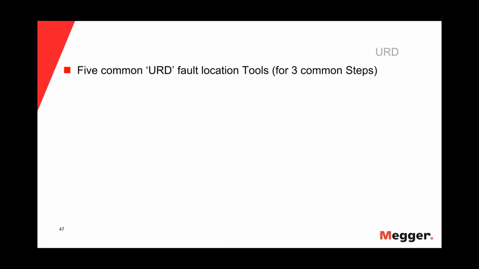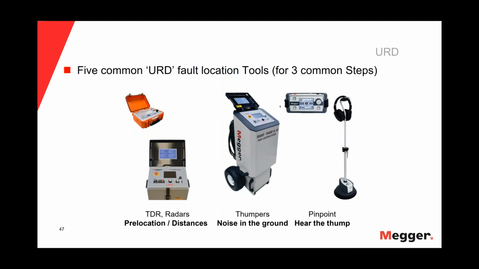Okay, so let's look a little bit further into some of the tools that we would use. And those three core steps, your breakdown, your distance, and make noise in the ground, they're contained within this tool set, where we have a radar, a thumper, and a pinpointer. Now the radar might be integrated into the thumper, as shown in a couple of these thumpers, or the radar might be a standalone married up to a larger thumper. And then, of course, we have the pinpointing or listening device that uses the coincidence method.